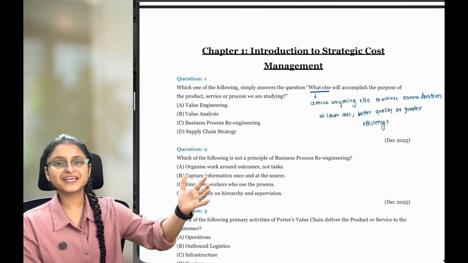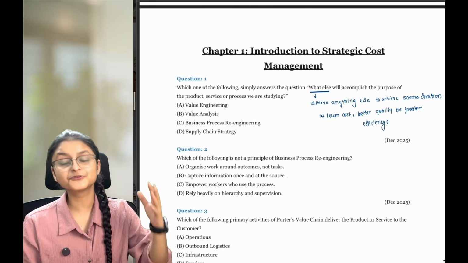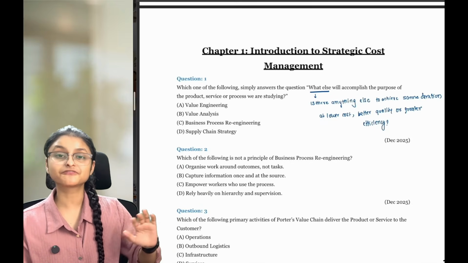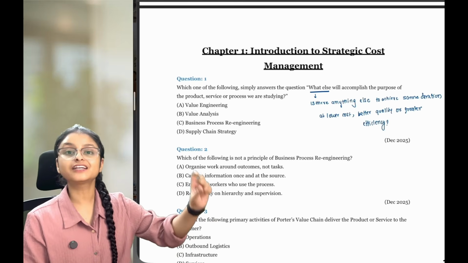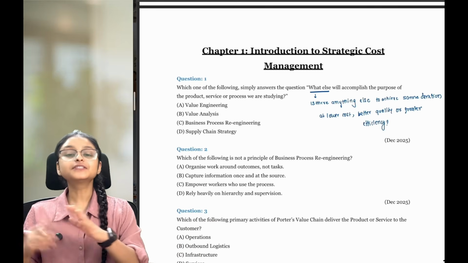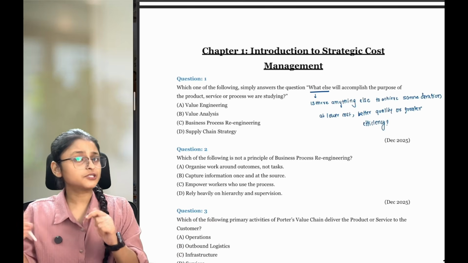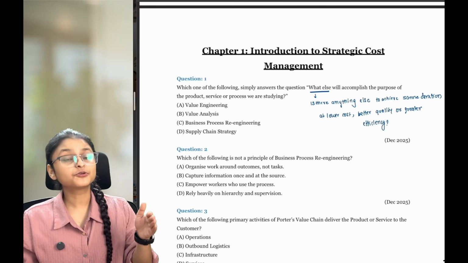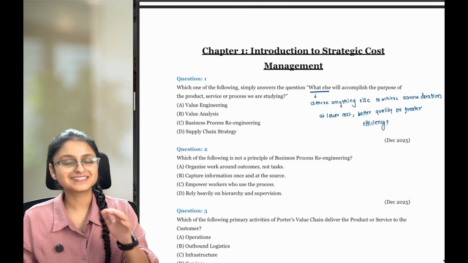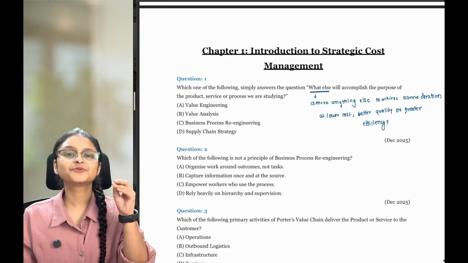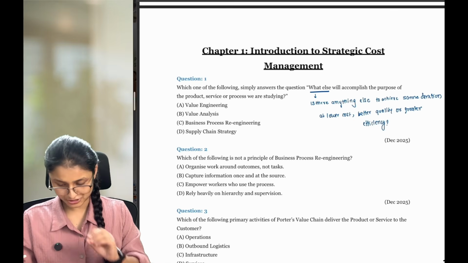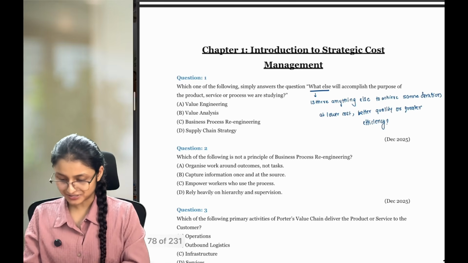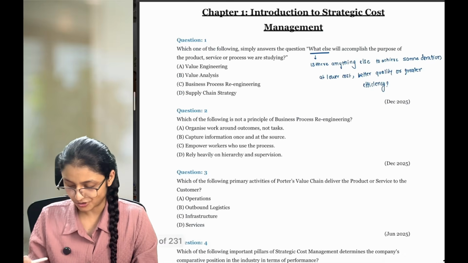Hi everyone, in today's class we are going to cover all the MCQs of your strategic cost management subject from your previous attempts, starting from June 2017 to December 25. Whatever MCQ has been asked by the institute, we are going to cover that on a chapter-wise basis, and this MCQ session is going to be 100% in English language. So let's start with our first chapter, that is Introduction to Strategic Cost Management.